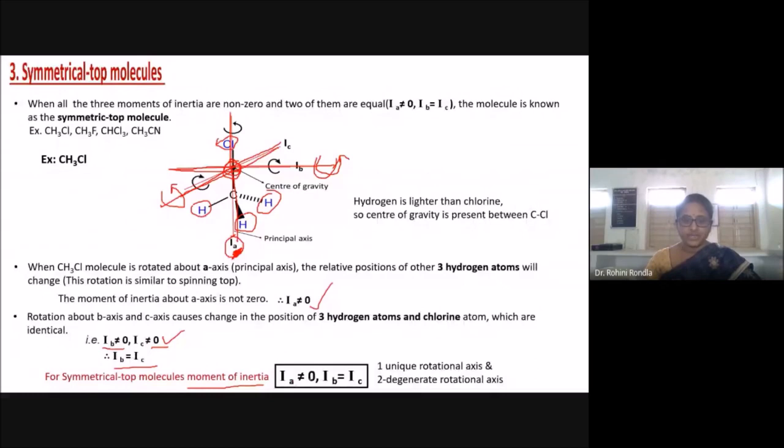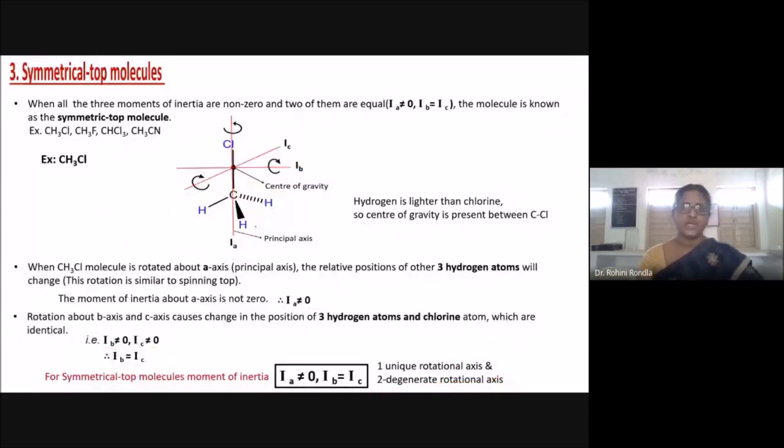IA is not equal to 0, through carbon and chlorine. IA is not equal to 0 and IB is equal to IC. So this is the unique rotational axis, and IB is equal to IC. Both have the same energy, so we can call them degenerate rotational axes. And IA is not equal to 0, we can call the unique rotational axis. And if IB is equal to IC, that is why we can say them to be degenerate rotational axes. It is an example for symmetrical top molecules.